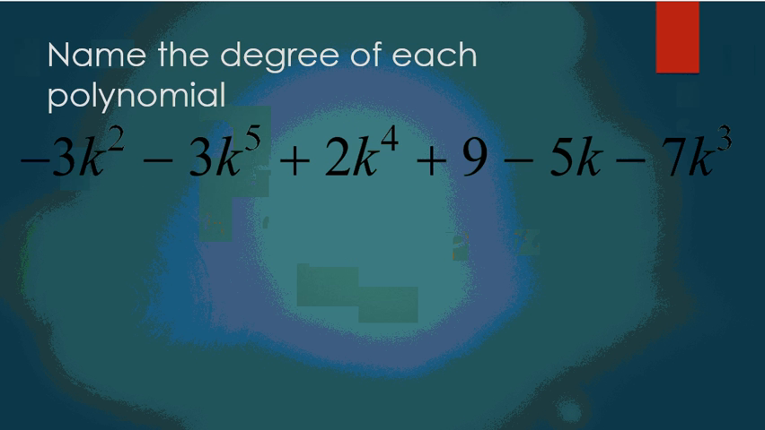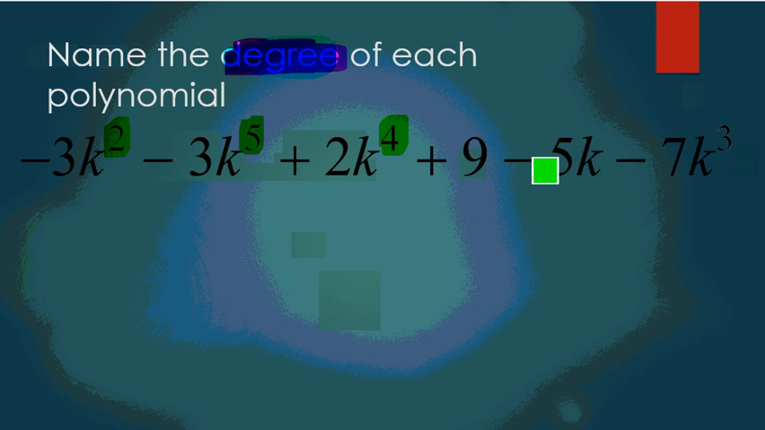Okay, so in this one, we need to, again, name the degree of the polynomial. So we're going to look at 2, 5, 4. This one doesn't have a degree on it. Well, it does, but it's hidden. This one has a 1, and this one has a 3. So which is the highest polynomial? That one. So this is a 5th degree polynomial. There we go.